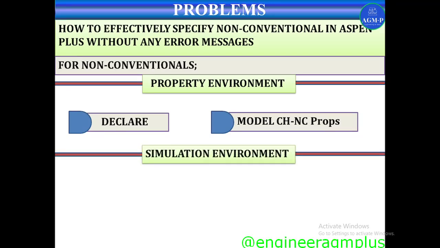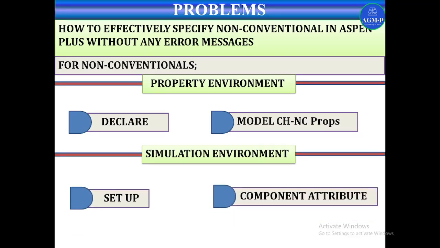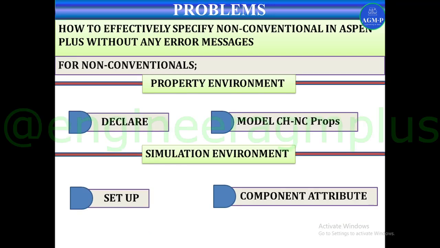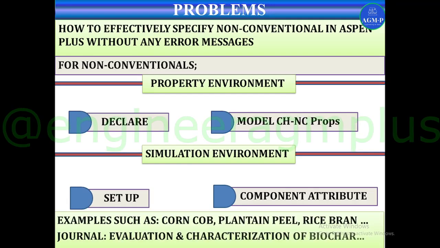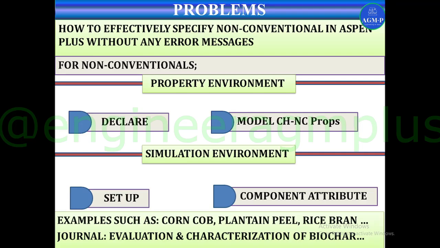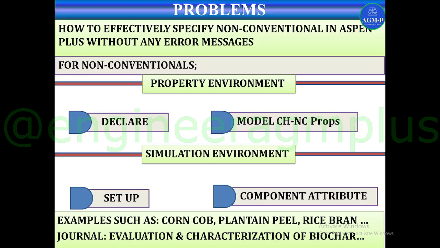And in the simulation environment, how do we provide the data such as the ultimate analysis, and proximate and sulfur analysis? This is done in the simulation environment, under the setup file, where we provide the component attributes. Other examples of non-conventional components are plantain peel and rice bran, and we shall take a look at this problem to add the component attributes to the non-conventional components.